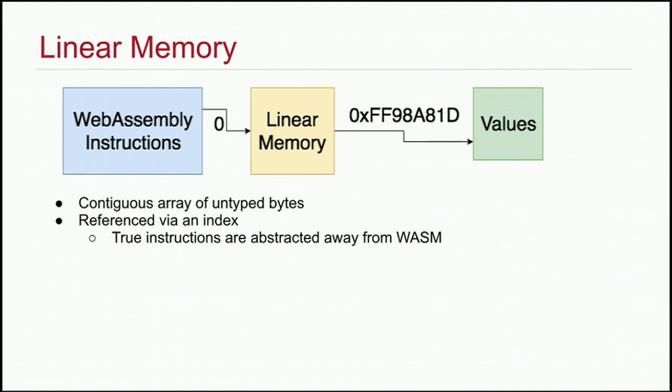There's no way that you can see the real address that something's living in from the WebAssembly side. You just know about the values that are there and their indexes in that array. Everything in there is untyped.